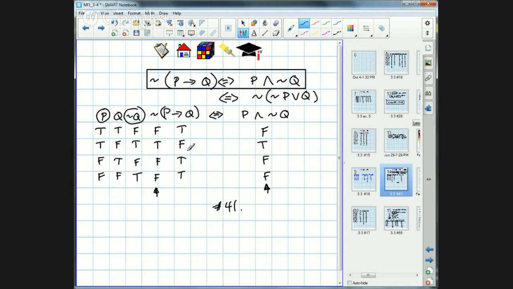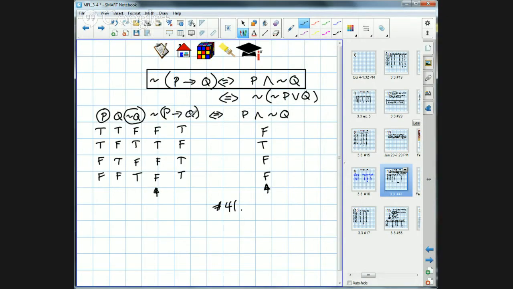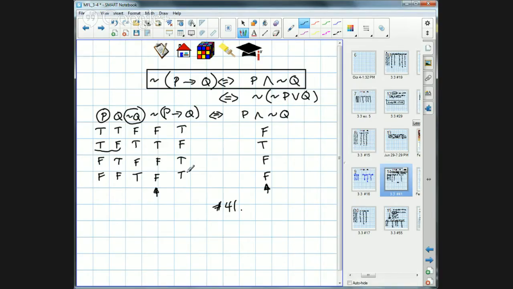And then I started, this is the final answer, but I started with this right here: if P then Q. So I looked over to the left, and the only time an if-then is false is when the first one is true and the second one is false. That's the second row. So in this column, that's the only one.